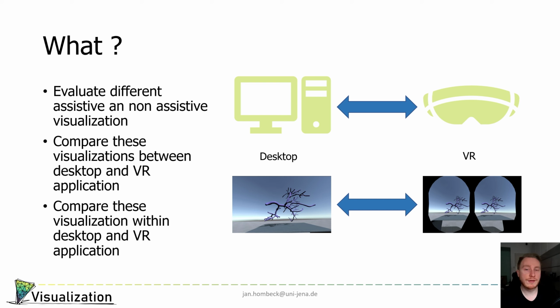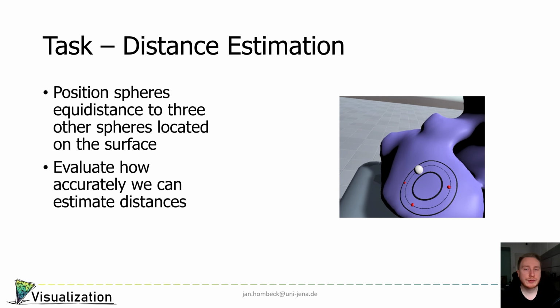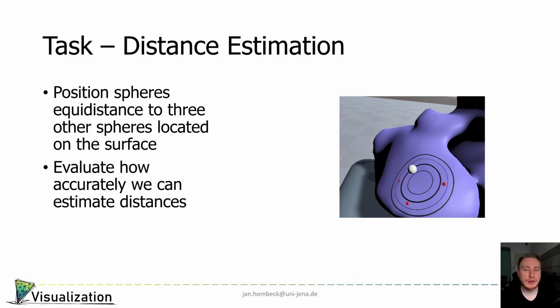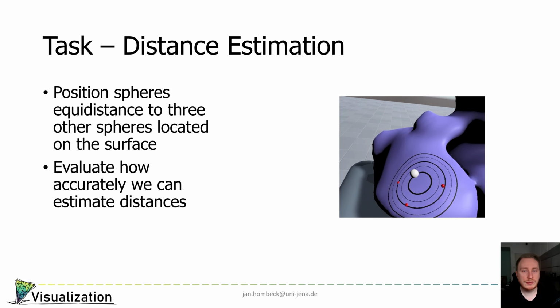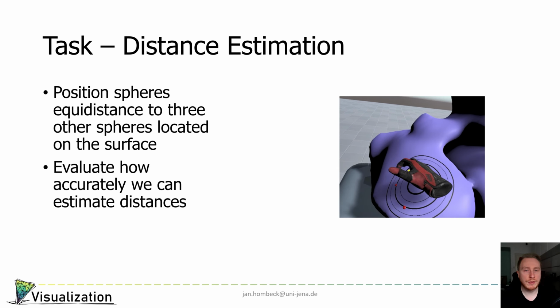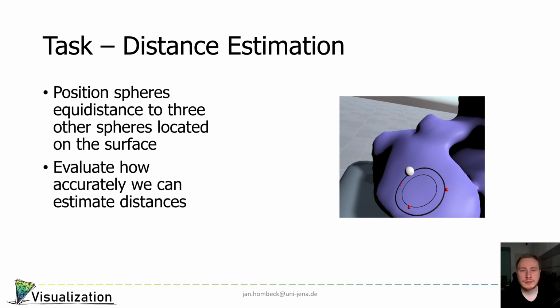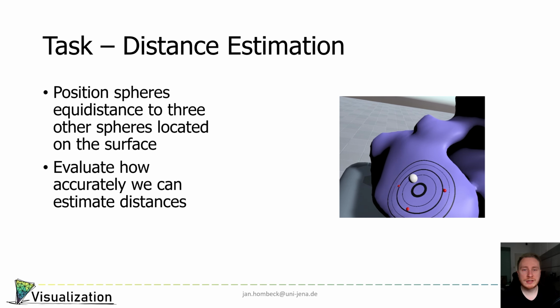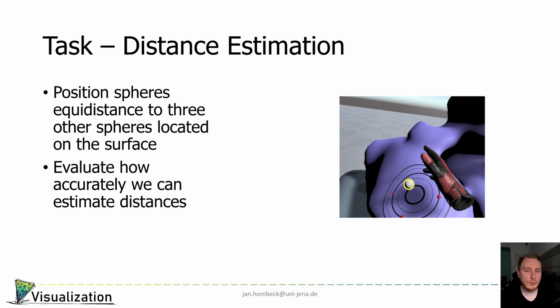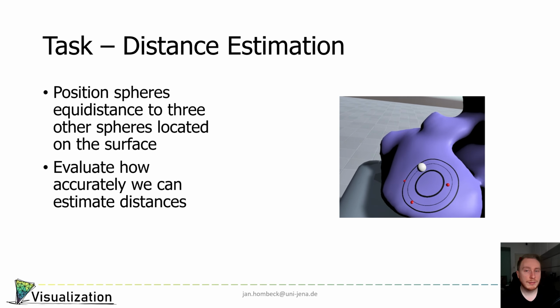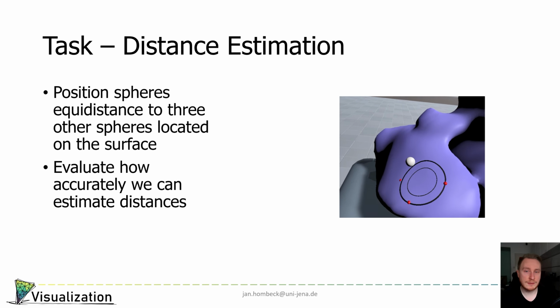The study was divided into two different tasks. Well, the first task was used to evaluate how accurately we can estimate distances. For this, we placed 3 indicators on top of our model surface, as you can see here on the right. Then each participant should place an additional sphere equidistant to all 3 indicators on the surface. This way we can observe how different visualizations might help us to better understand distances.